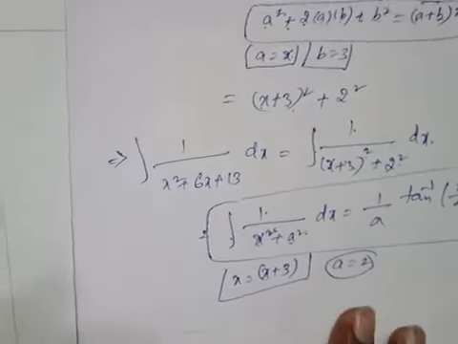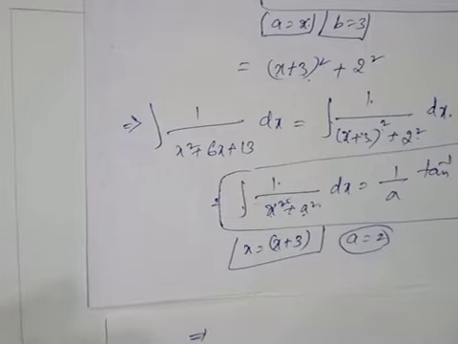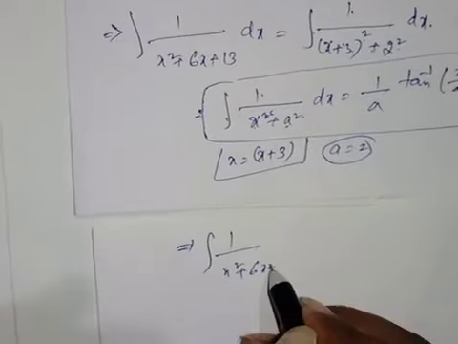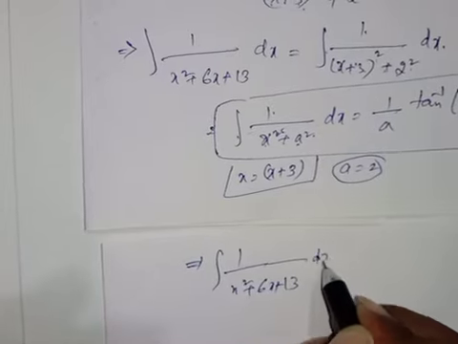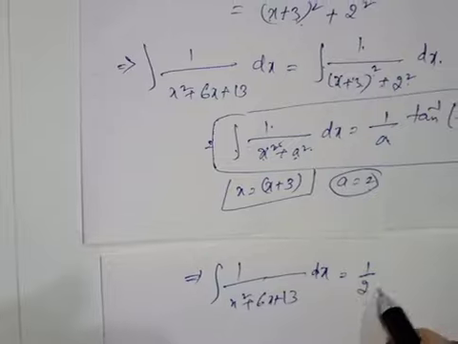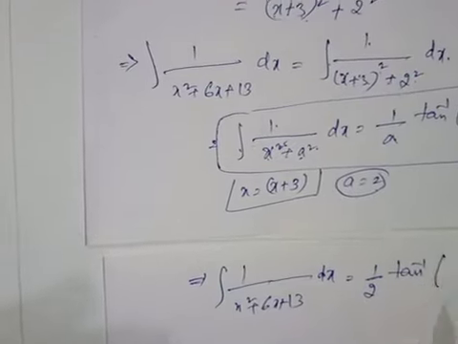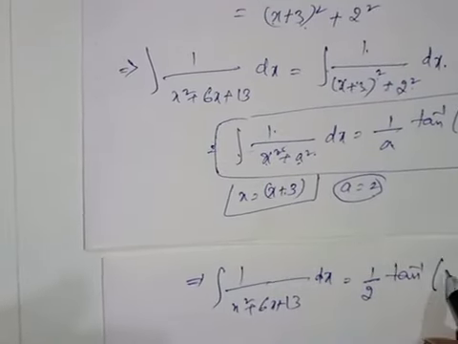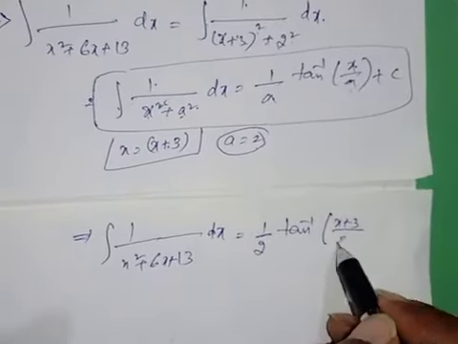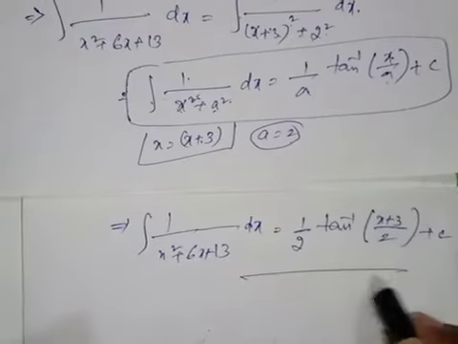Substitute in the formula, that is equal to integral of 1 upon x square plus 6x plus 13 into dx is equal to 1 by a, a is equal to 2, 1 by 2 tan inverse of x is equal to x plus 3 upon a is equal to 2 plus c. This is the answer.